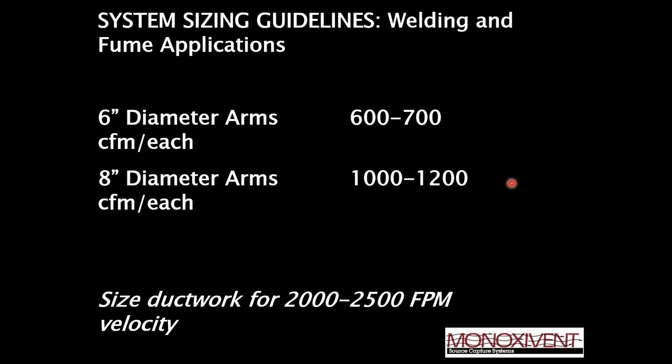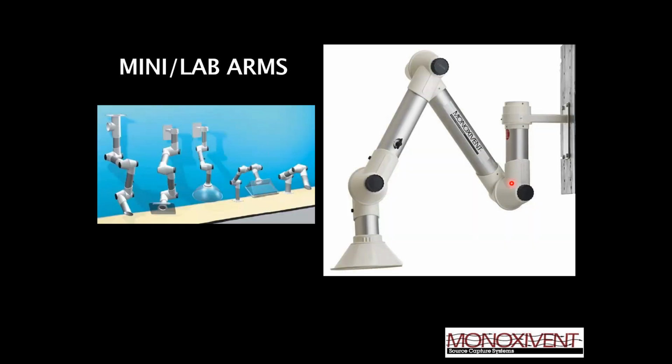Now our mini arms, they can be wall mounted, desktop mounted, or ceiling mounted. They come in 2-inch, 3-inch, or 4-inch. There's different hood configuration depending on what we're trying to capture. There's actually different body material, right? So if it's very corrosive, we use like a polypropylene.